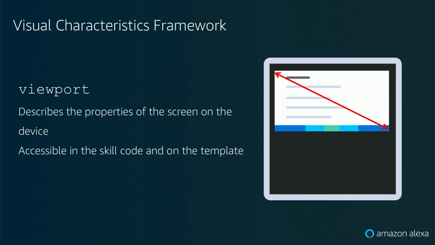This Visual Characteristics Framework is actually also accessible not only in your APL document, but also in your skill code. So in theory, you could actually change what Alexa says according to the device medium. Now, I'm not advocating for that, but it is possible. So in some cases, let's say you're on Fire TV, again, you want to show a lot of visuals, make it really engaging in that sense.